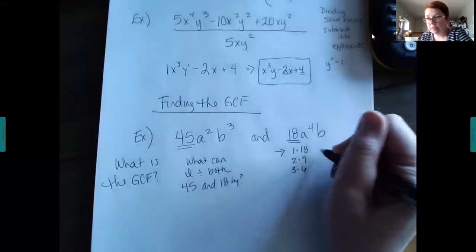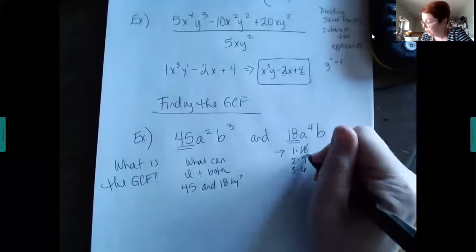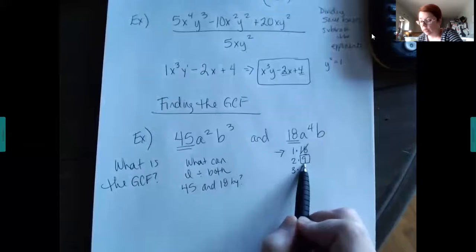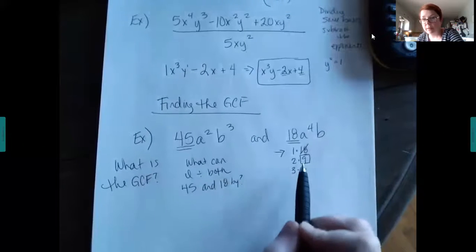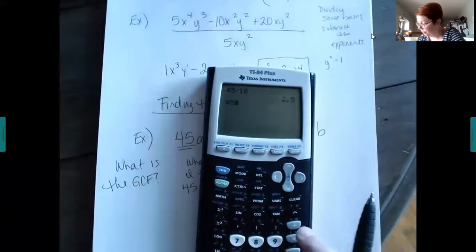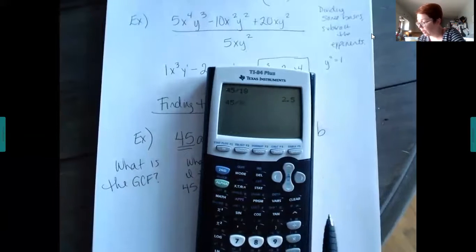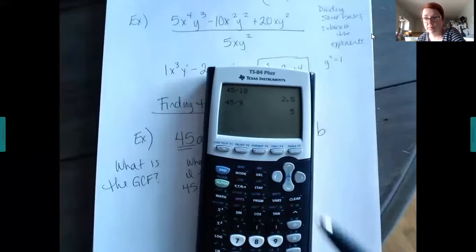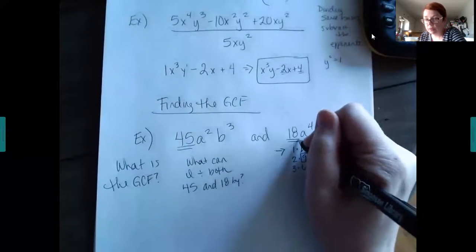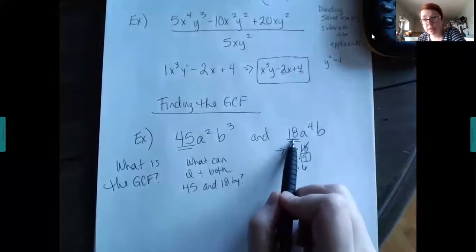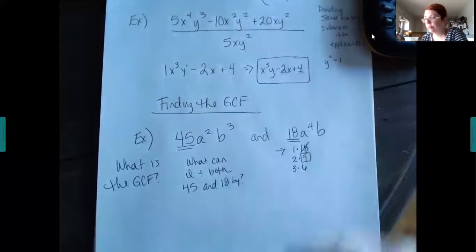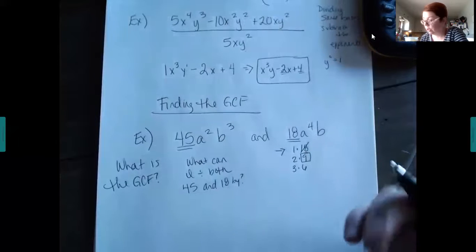So what's my next biggest number between all these? 9. So I know I can divide 18 by 9 evenly. Can I divide 45 by 9 evenly? And if you're not sure, when in doubt, whip out the calculator. So can I divide 45 by 9 evenly? Yes, I get a whole number. So if you go through the factors of the smaller number first, attempting maybe to use that biggest number, that helps not take up so much time.